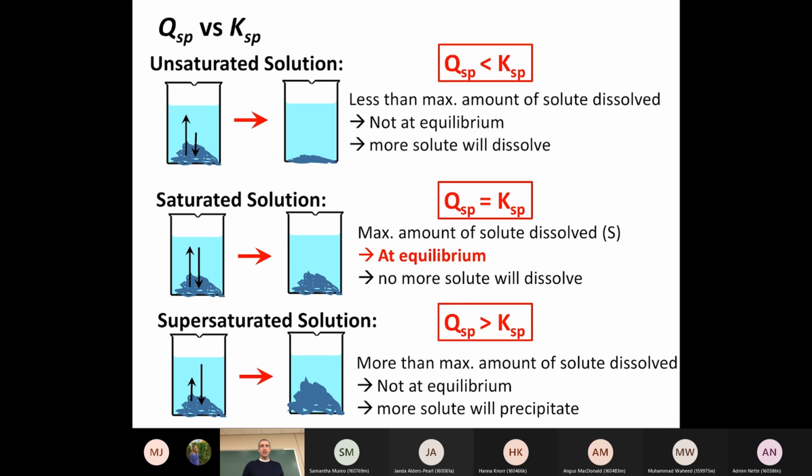If Q is greater than K, you're describing a supersaturated solution where you have more solute dissolved in water than is thermodynamically stable. And one way or another, that's going to come out of solution and you're going to deposit a bunch of solid in there until you reach equilibrium, until you now have a saturated solution in there. So supersaturated solutions are probably the least common out of these three situations, but they definitely do happen.